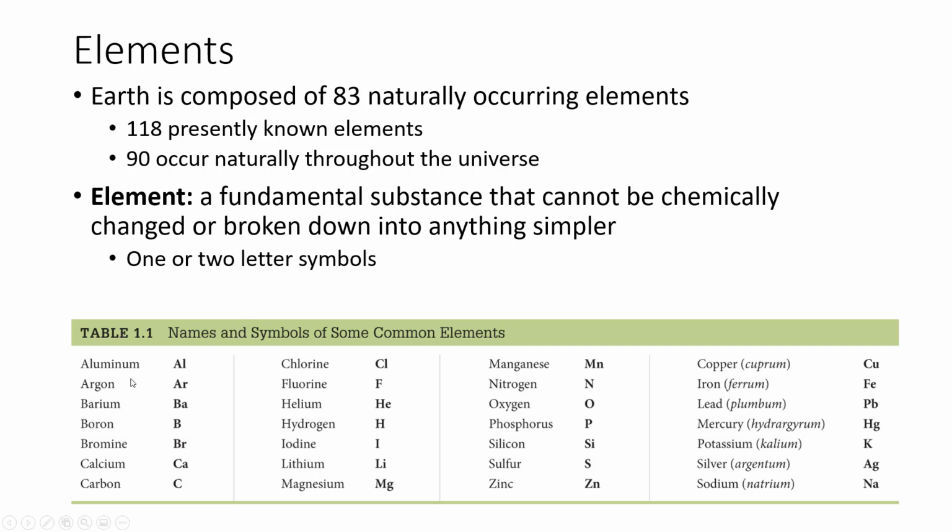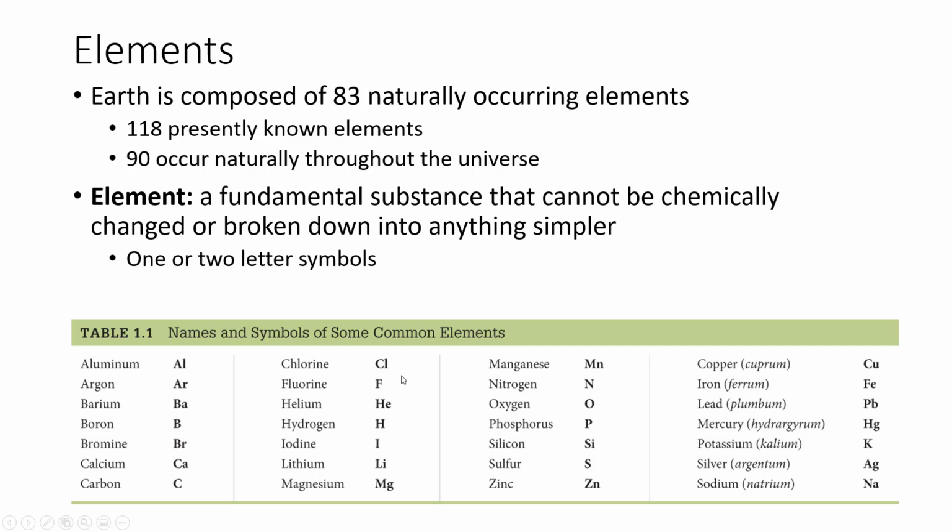So if we're talking about aluminum, we use the symbol Al. If we're talking about boron, we have the symbol B. And so for any of these 2 letter symbols here, you're going to notice that the first letter is capitalized, the second letter is in lowercase. And so we're going to use this shorthand symbolic notation mostly when we're talking about elements.